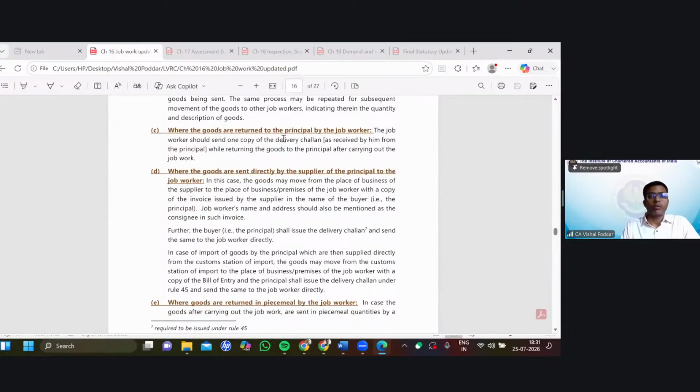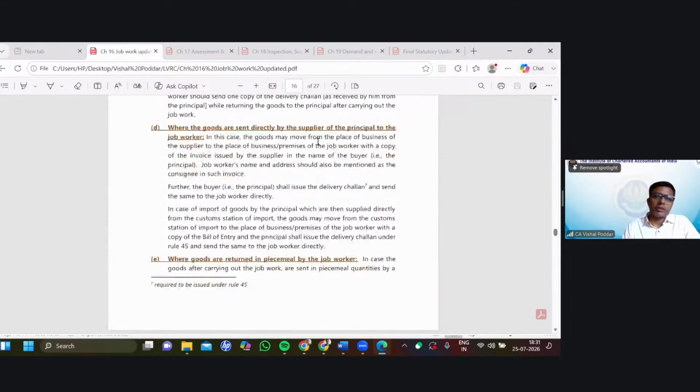Now, where goods are returned back to the principal, the job worker will send 1 copy of delivery challan which was received while returning back.